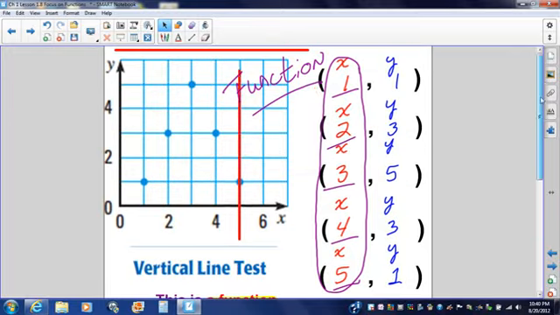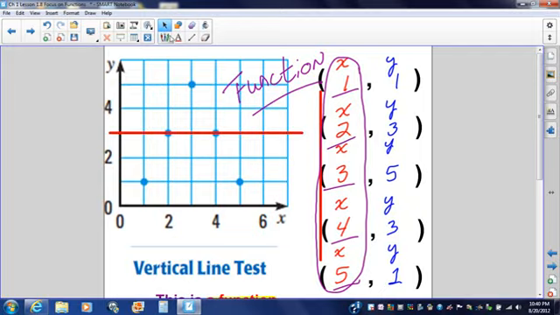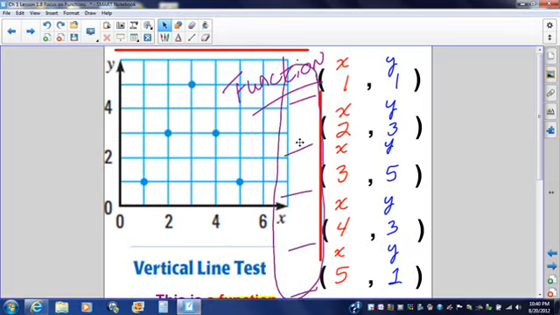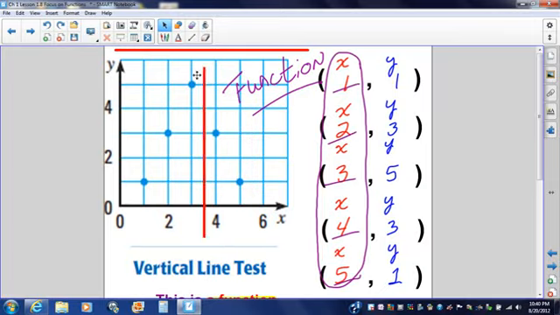Again, don't get confused, because some kids last year would say it passes through 1, but Mr. Phillips, it passes through 2 at the same time. This is not a vertical line. It is a horizontal line. You have to use a vertical line when you do the vertical line test. It has to be a vertical line.